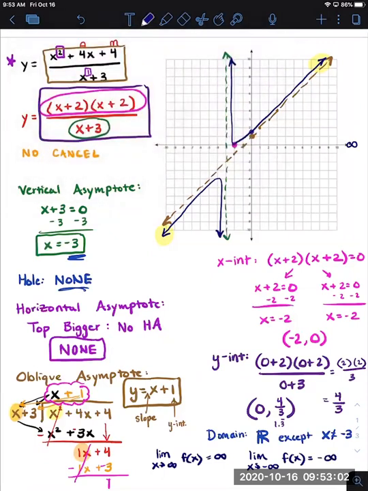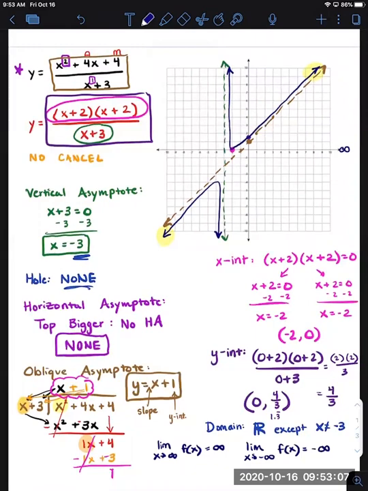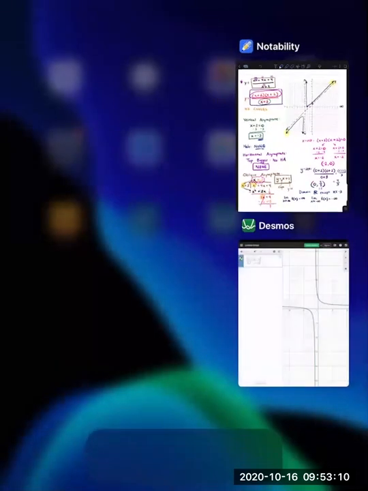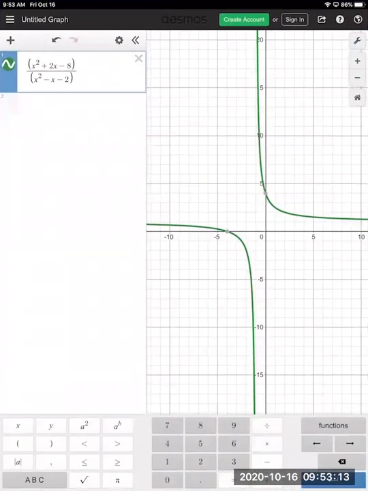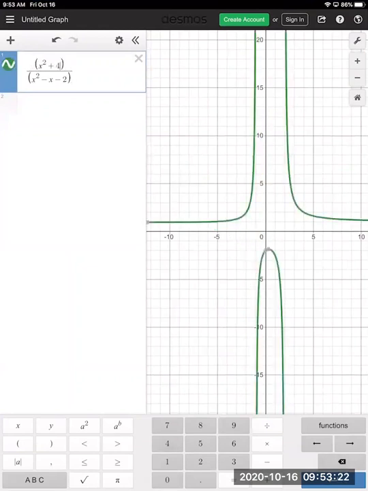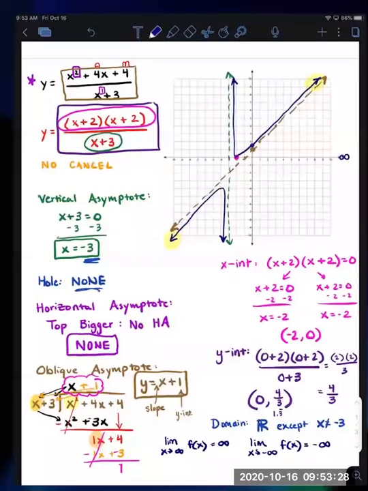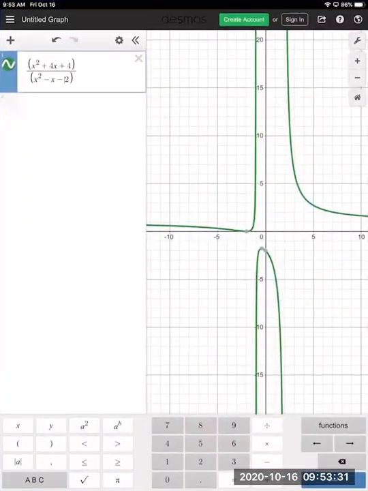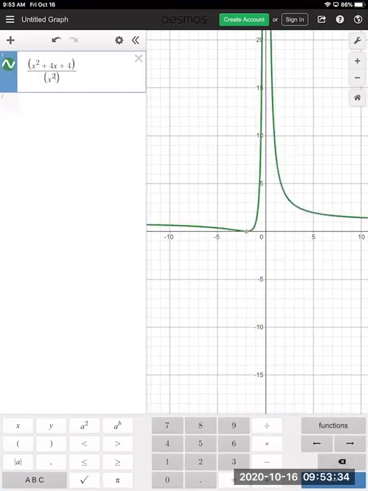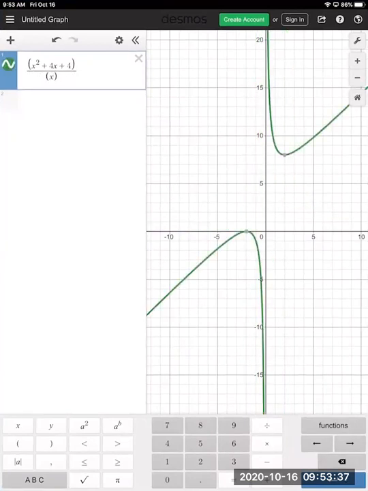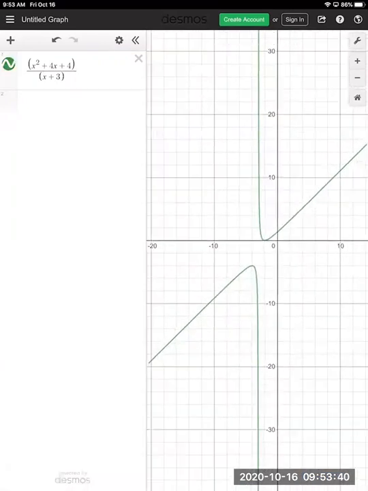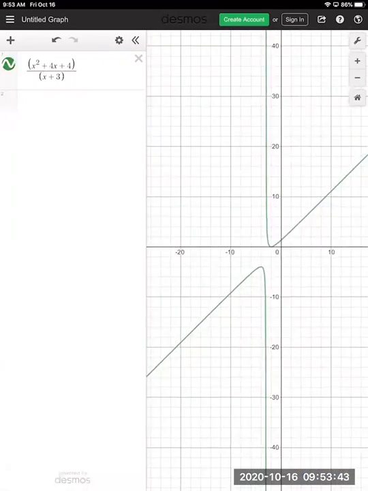And we've already taken care of the graphing. We can always check our graph with Desmos. So this was x squared plus 4x plus 4 at the top, and the bottom was x plus 3. And there we have our rational function, which does match the graph that we just made.